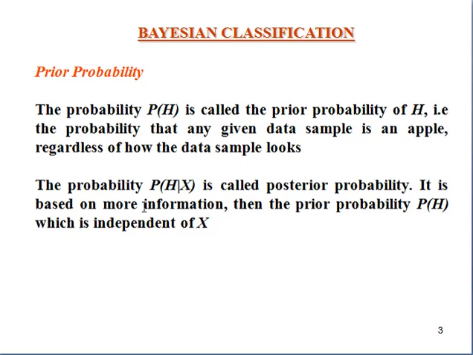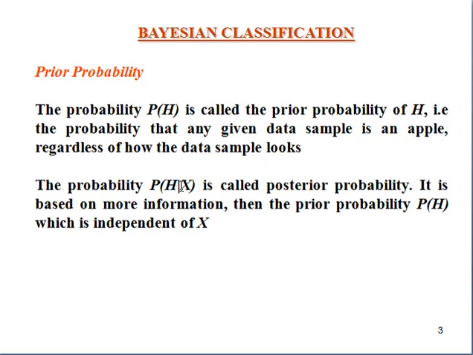The probability of P of h given x, which is the hypothesis with the given sample x, is called the posterior probability, right? So P of h is the prior probability, P of h given x is the posterior probability, and it is based on more information. So in this case we have much more information as compared to the prior probability, right?